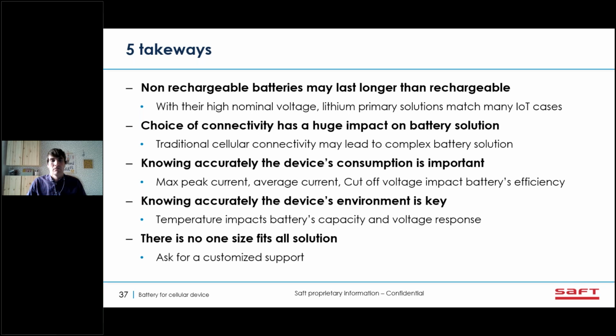Sometimes you have only one solution which is able to work, but sometimes, for example, if you can use a lithium thionyl chloride cell with a pulse helper, so with a hybrid cap, it could work perfectly for Dubai or for Paris. But if you want to use it at minus 40 degrees Celsius in Russia, the hybrid cap will not work correctly. So you will need to switch to another chemistry or another system. So even for the same application.